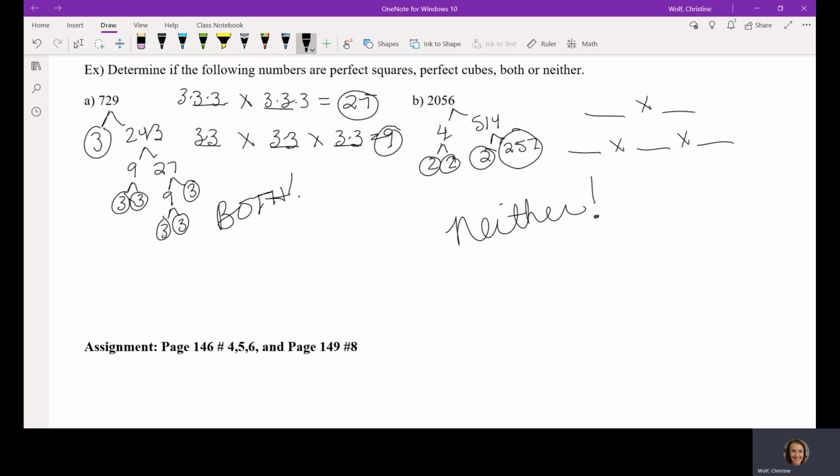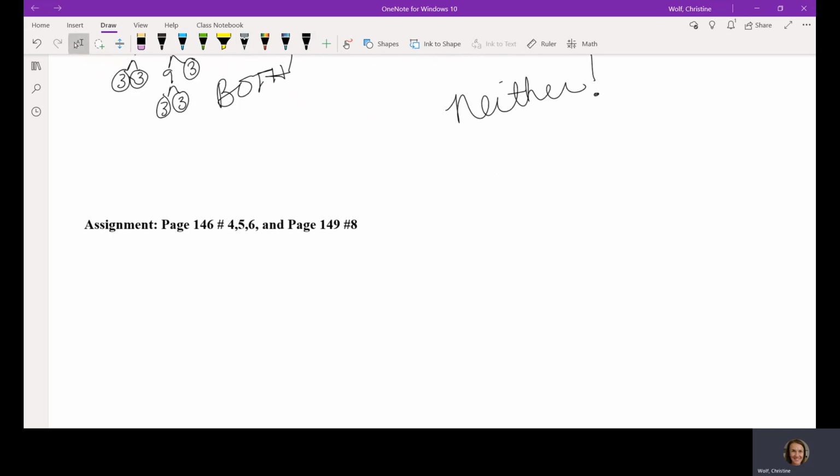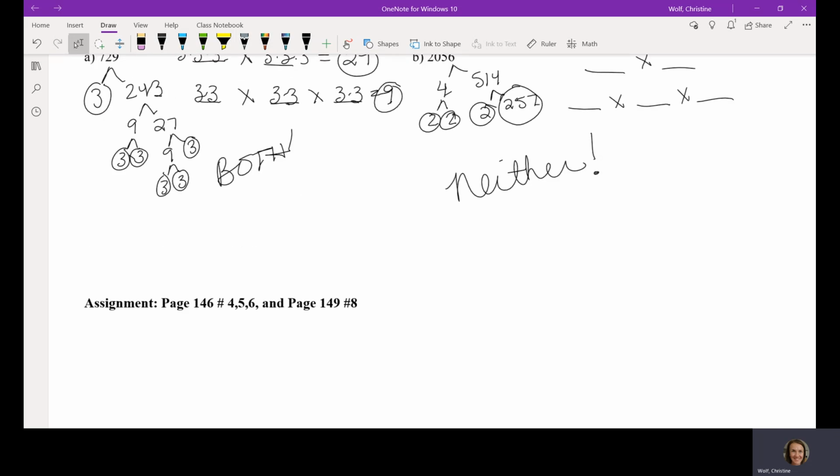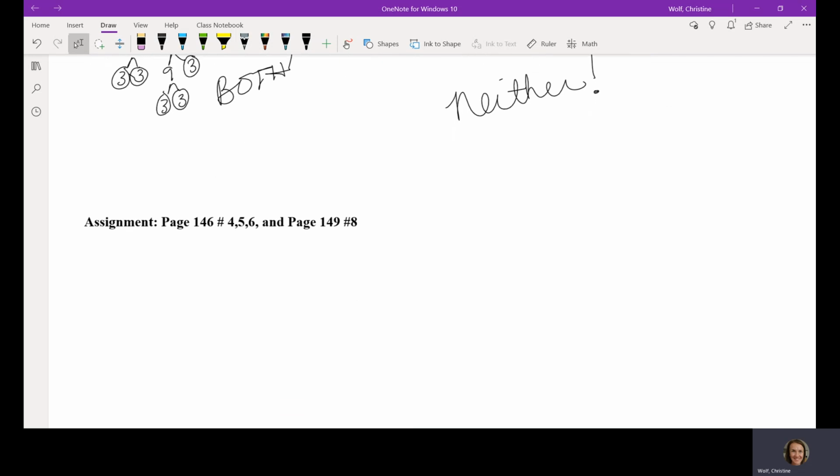Okay, so if you scroll down here, you'll see the assignment listed. It's a textbook assignment, page 146, 456, page 149, number 8. So you can grab your textbook, you can grab a page of loose leaf, you can start copying the questions and put that in your duotang. Okay? See you later.